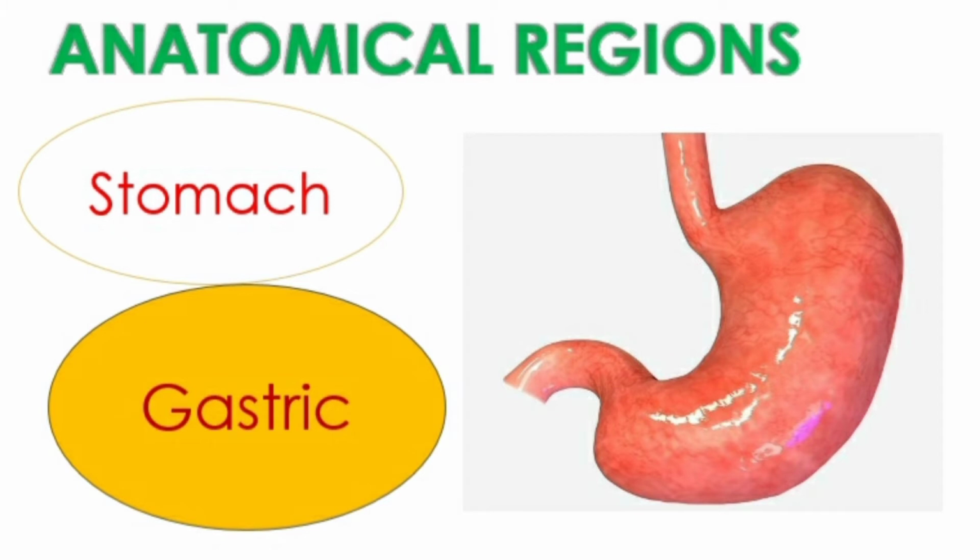For stomach, that is gastric. We know stomach contains gastric juice that mostly works on protein foods like meat, eggs, and all that. Hence the name gastric corresponds to stomach. So stomach, gastric.